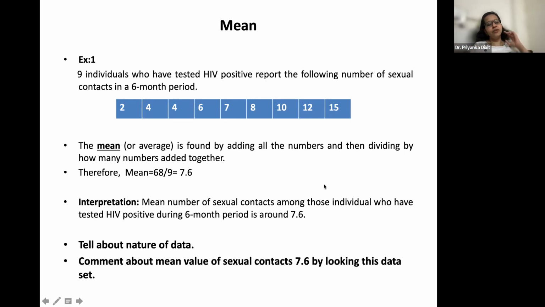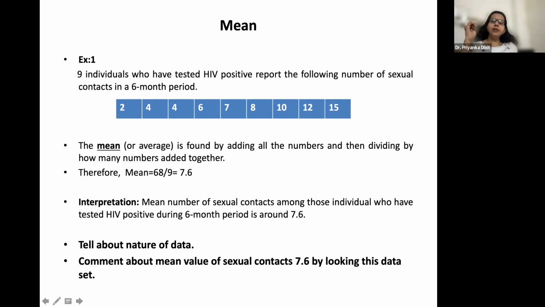Now the next part is mode. What is mode? Mode is nothing but the values that come again and again in your data set, the most frequent observations. If you look at this data set, which value is coming more times? 4 is coming 2 times. All other values are coming only one time. So the mode is 4.